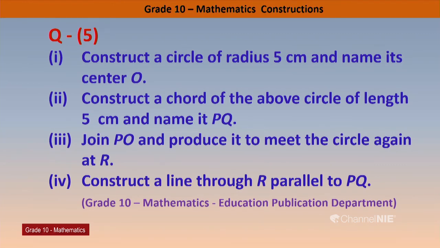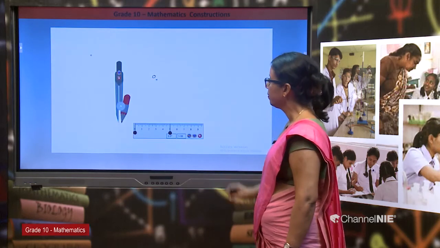Next, we have to join PO and produce it to meet the circle again at R. That means P to O. P is on the circle, O is the center. When we produce that meets at R, they are on the circle, means that we have to construct a diameter. Next, we have to construct a line through R parallel to PQ. So, we have to construct parallel line through R to PQ. Okay, let us see how to construct it.